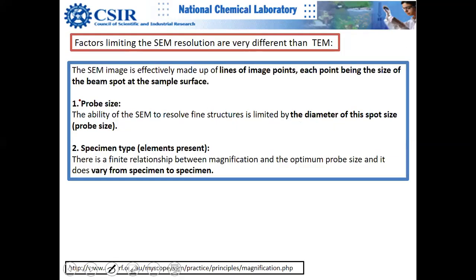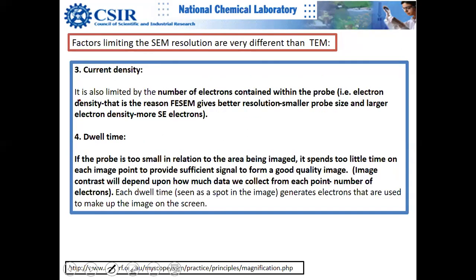So what are the factors? Probe size, obviously, we have already discussed that. Specimen type, elements present. There is a very interesting relation with the type of specimen. Current density: we have already discussed that if you take field emission SEM, you have larger current density, and then you can control the resolution quite a lot. Dwell time is highly important, because when you scan, you need to stay at that point in order to get sufficient signal, right?